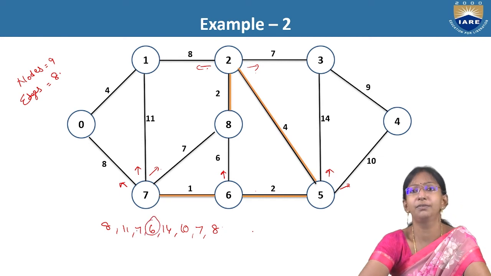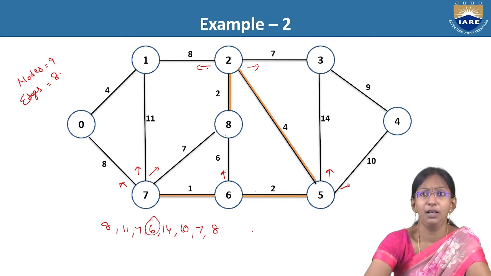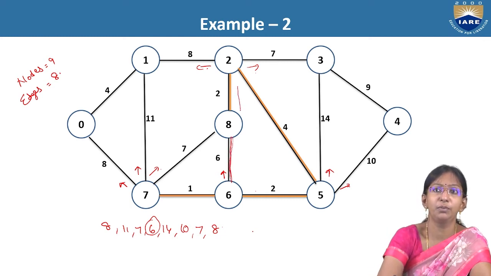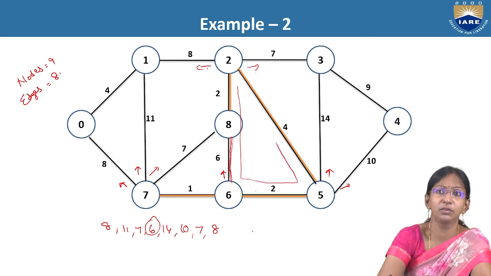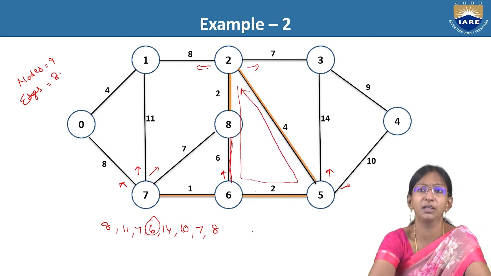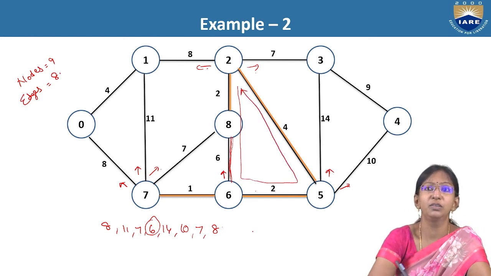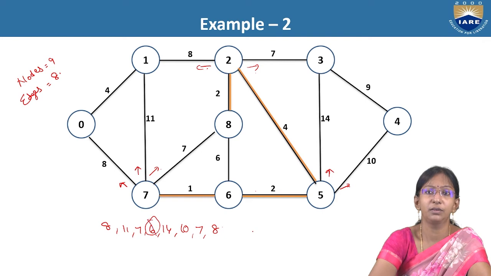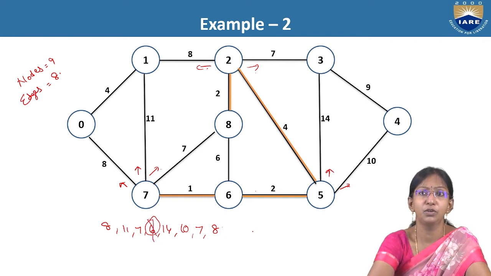What will happen if I take 6? Let me draw a sketch. If I add 6, what will happen? A cycle will be formed. Have a look at this one, my dears. It will form a cycle. So even though 6 is the least one, I cannot consider it. Coming to 7, 2 7s are there.